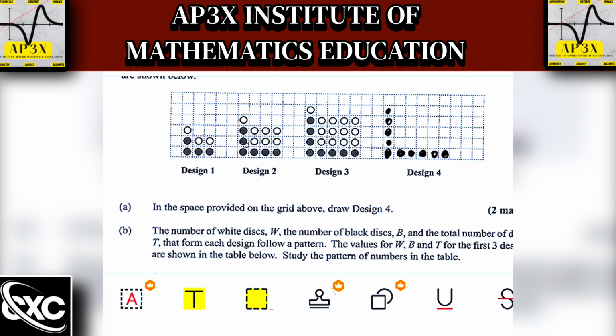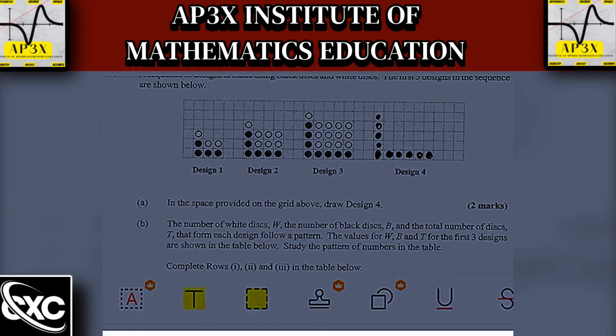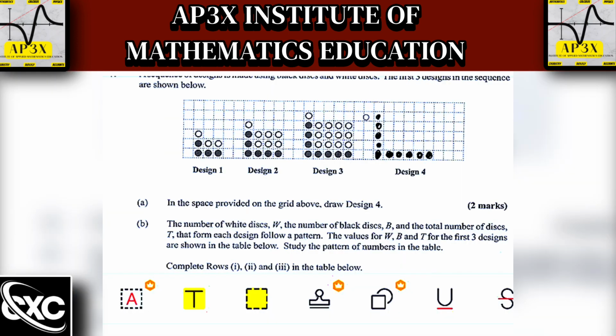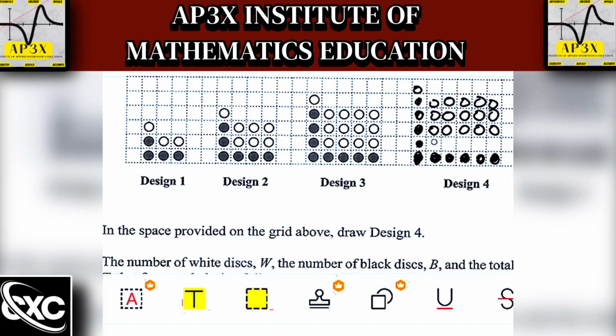Then I realize that the rest of this is basically going to be a single white disc at the top here. So I'm going to have a single white disc at the top, like that. And then we're going to fill out the spaces here with white discs all the way out here, like that. It seems as if that's the pattern being formed here.